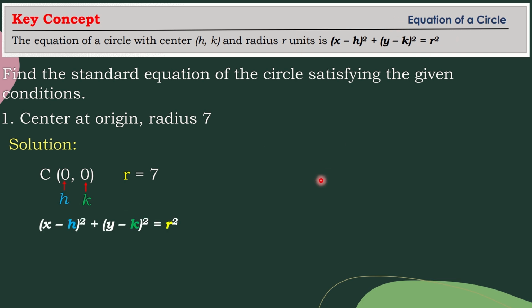So direct substitution lamang. So the quantity of x minus your h value, which is 0, then squared, plus the quantity of y minus your k value, which is also 0, and then squared, equals your r value, which is 7, and then squared. Then simplify. So the result is x squared plus y squared is equal to 49. So why is it 49? 7 squared. So this is your standard equation of the circle.